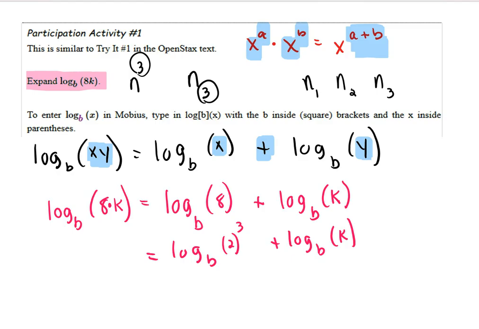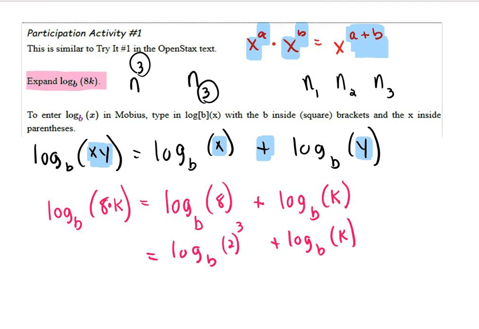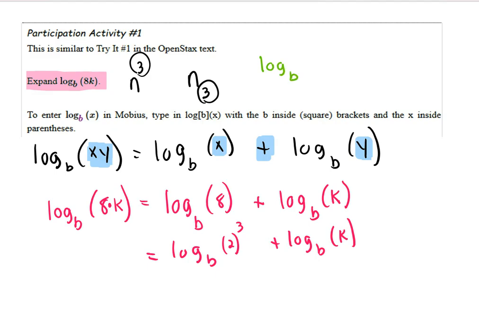And then I have to use another log rule. This was my first log rule in black. My second log rule, let me come up here, erase this. If you have the log base b of x raised to the nth power, that is equal to n times log base b of x. What they do is they take this exponent of n and it goes out in front here.